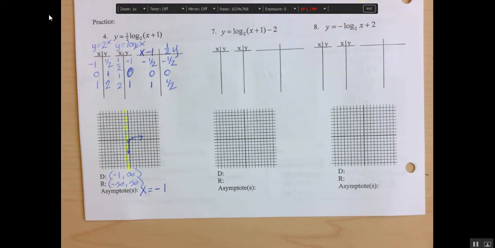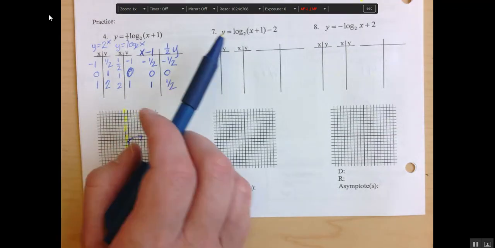Alright, so I'm going to give you a minute, and I would like you to try to accomplish at least number 7, and if you're already done with number 7, also number 8.